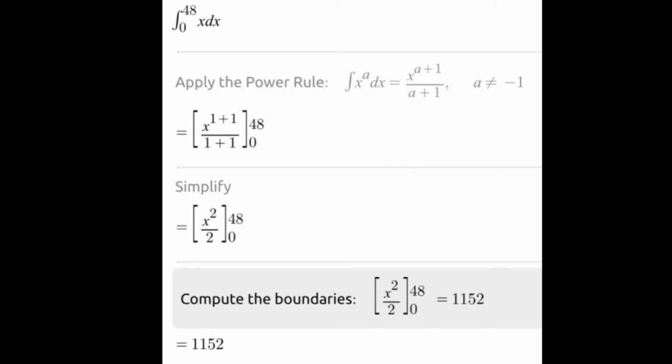What that means is we're going to plug in 0 and 48 for x, and then find the difference between them. When we do find the difference between them, we find out that the area under the curve is 1,152.